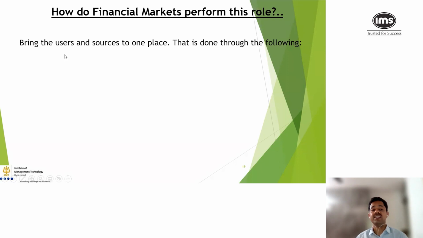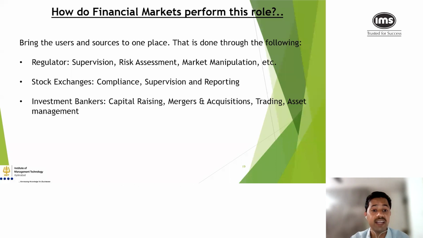And if you recollect, I said the majority of the roles that are created in the area of finance are in the area of financial markets, and they are in various categories, right? So financial markets are bringing the investors and borrowers to the same place. And how are they doing that? You have a regulator. Those of you who are aware, there is a financial market regulator in various segments. You have stock exchanges, and you have investment bankers. So these three entities are playing a major role in the running of financial markets itself, right?